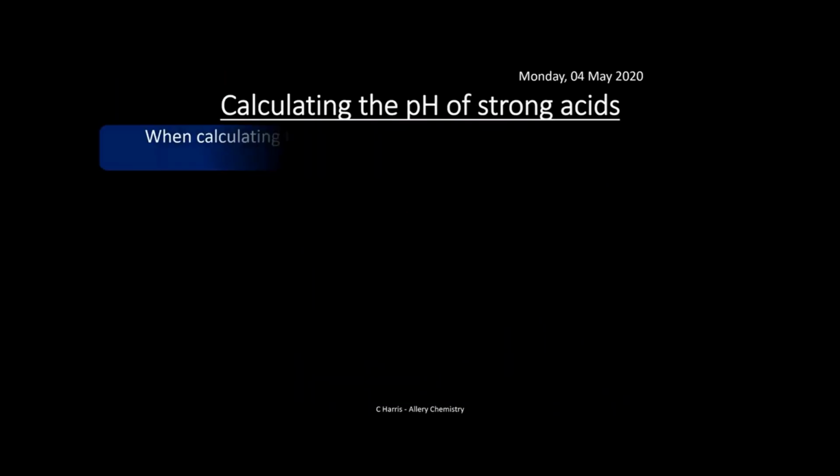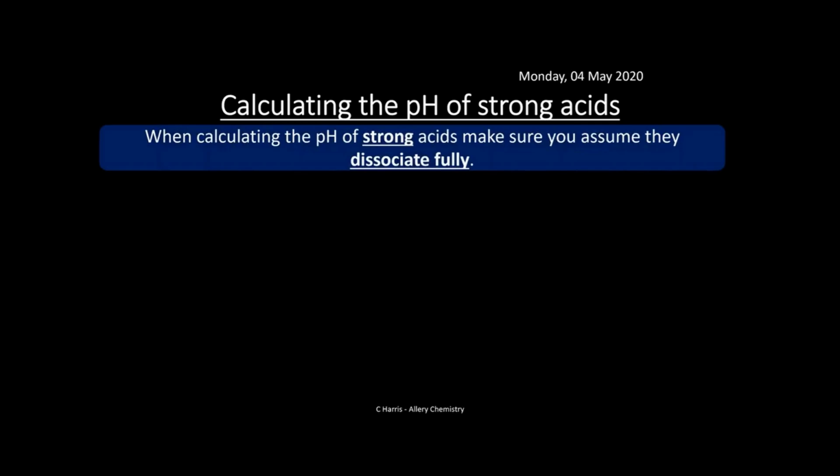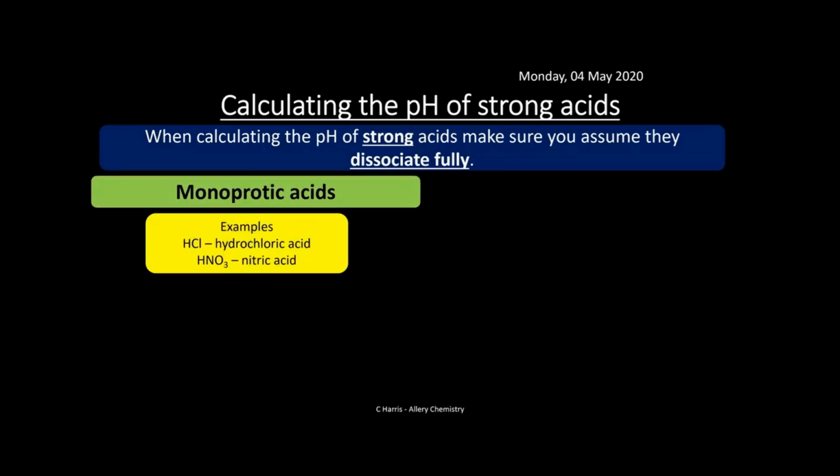Okay, so let's calculate the pH of strong acids. When we're calculating the pH of strong acids, we assume that they dissociate fully. So this makes it really simple. You'll do pH of weak acids, and it's a little bit more complicated, but strong acids are fairly straightforward.